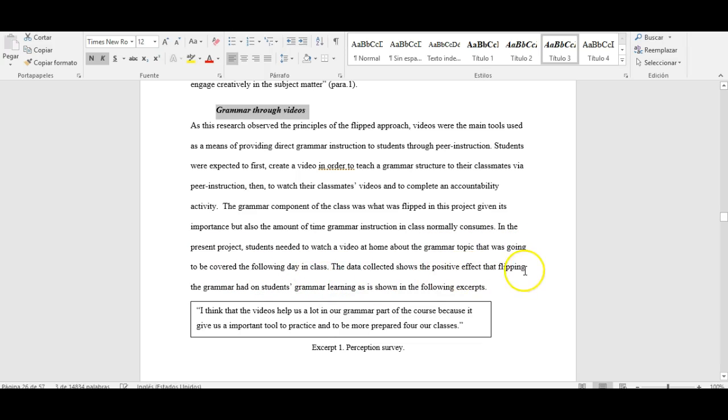The data collected shows the positive effect that flipping the grammar had on students' grammar learning, as is shown in the following excerpts. And then you start presenting your excerpts.